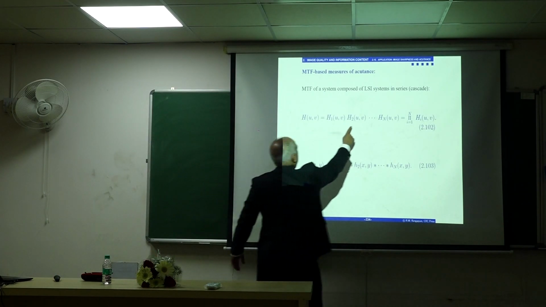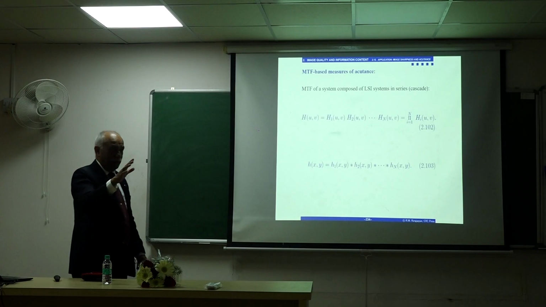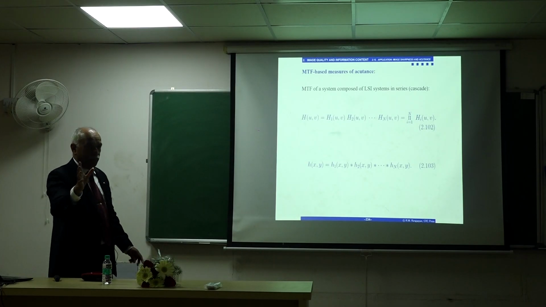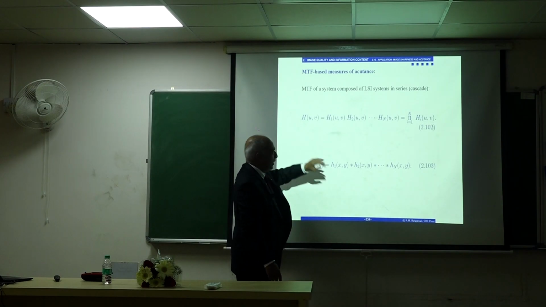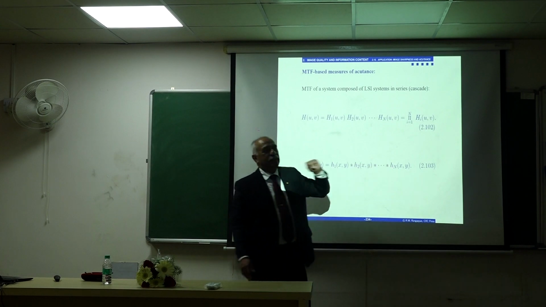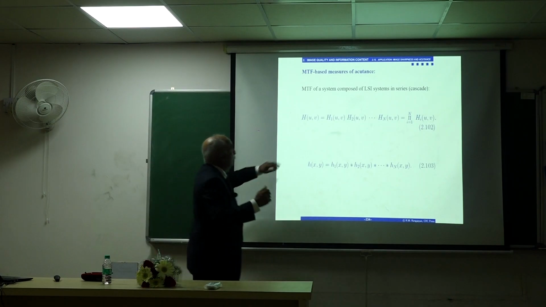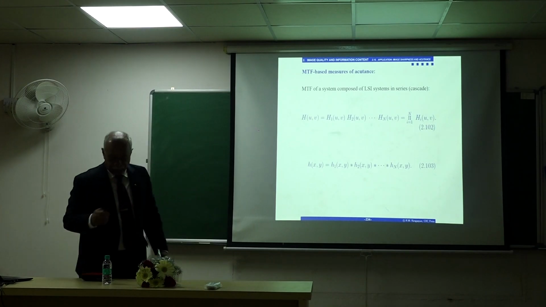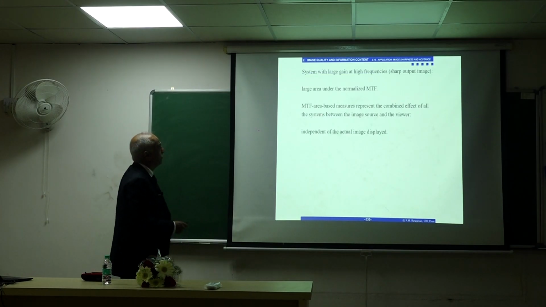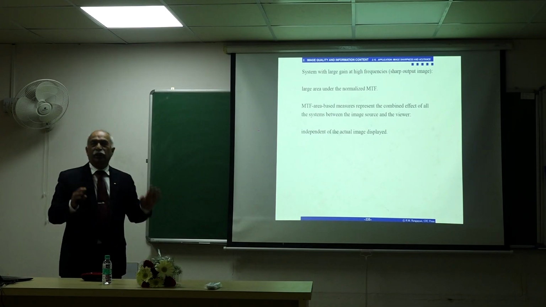So H1(u,v), H2(u,v): when you have a number of linear systems in series or cascade, the net or total MTF is a product of all the individual MTFs. The final output image is the convolution of the input image with the convolution of all of these point spread functions, because it's going in cascade. So you take that product and take the area under that curve. There are different ways of normalization. The basic idea is a system with large gain at high frequencies will give you a sharp output image. That means large area under the normalized MTF.